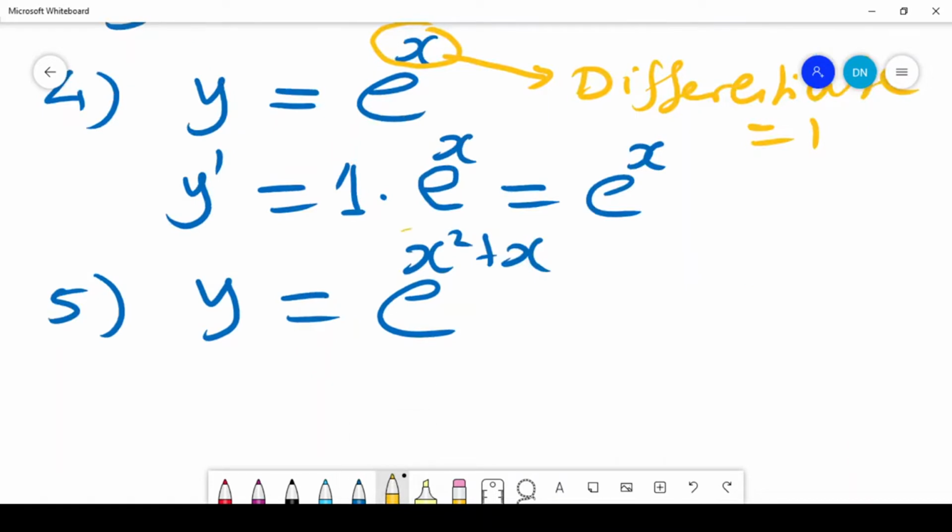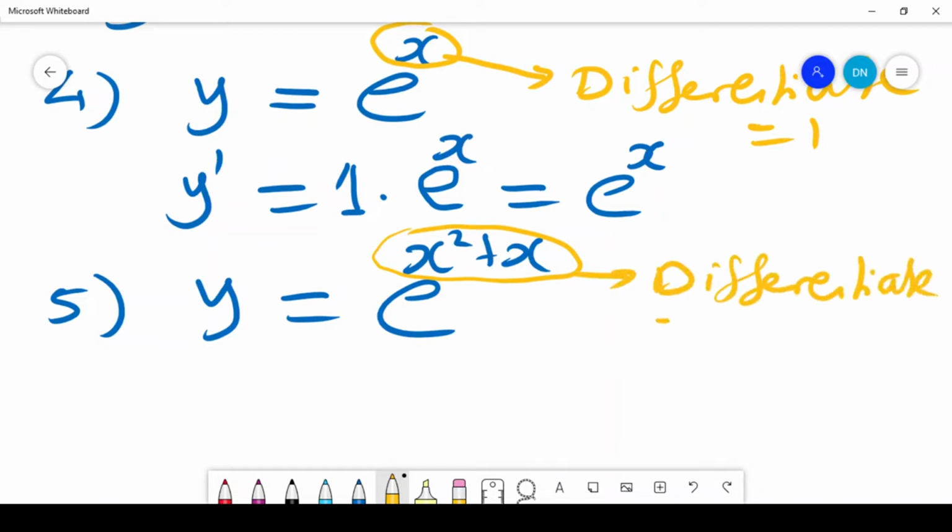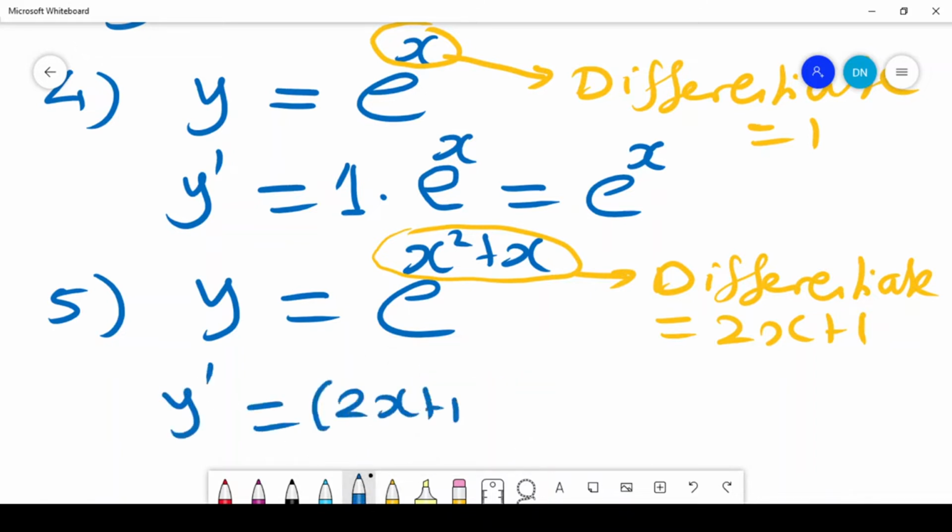Again, you take the power, you differentiate, and this gives me 2x plus 1. So after I differentiate the power, what is the solution? The first derivative will be equal to 2x plus 1. And then I write back the original function as it was.